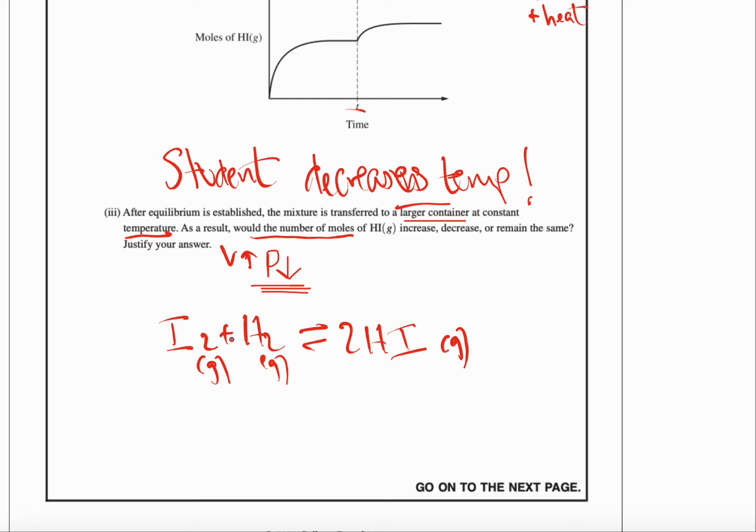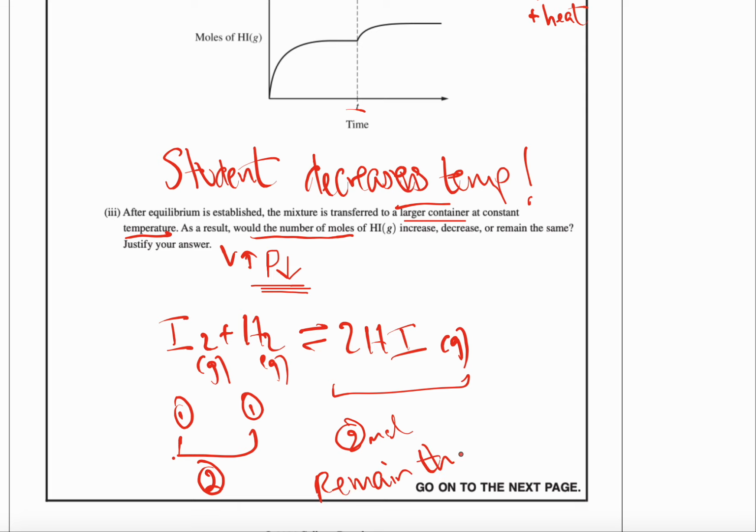In this case, we'll have 1 mole here of gas. We'll have 1 mole here, so reactants have 2 moles, but the products also have 2 moles. So because of that, the number of moles will remain the same.